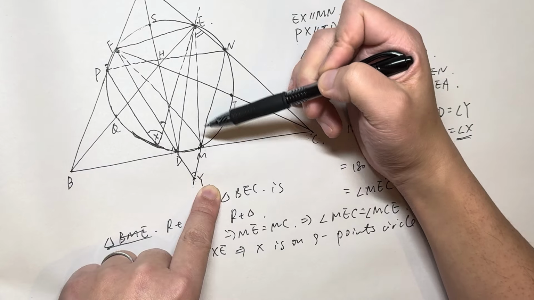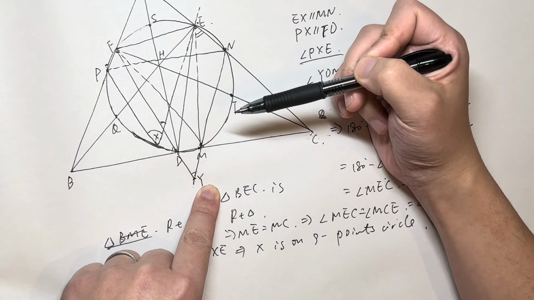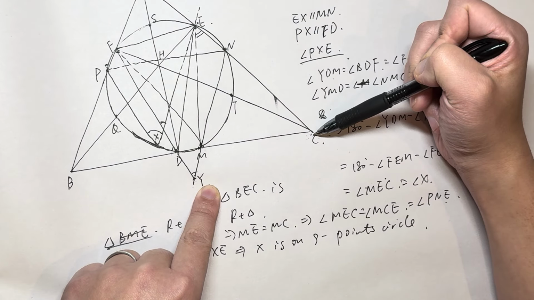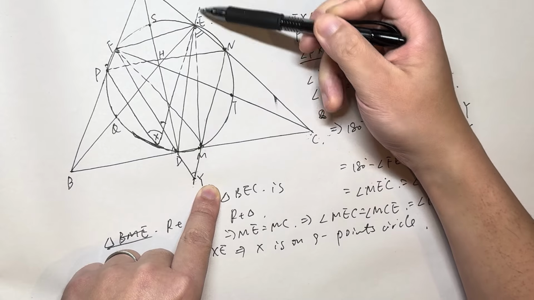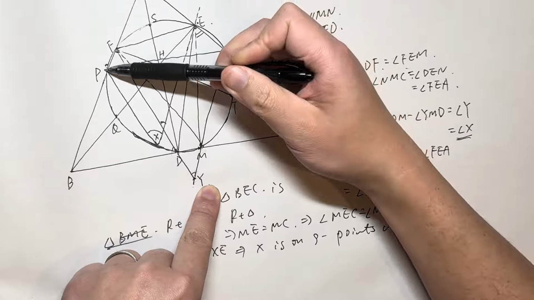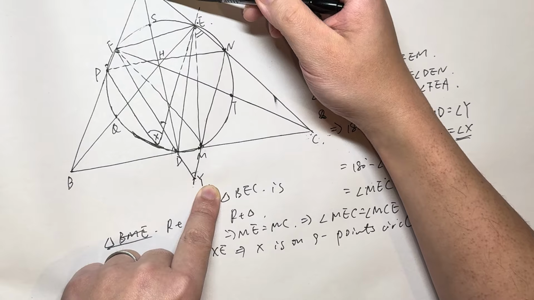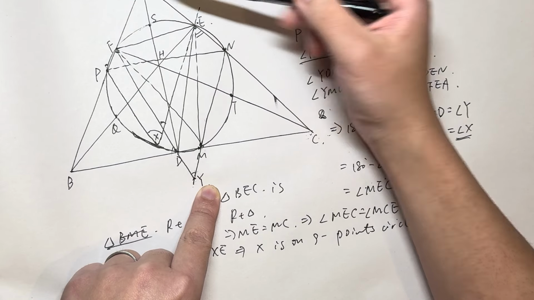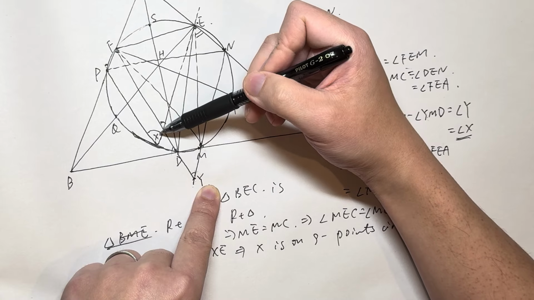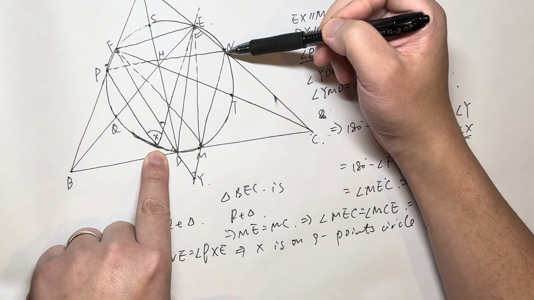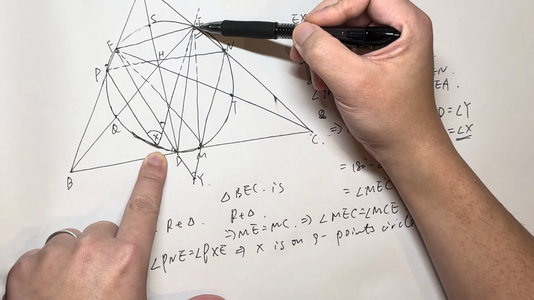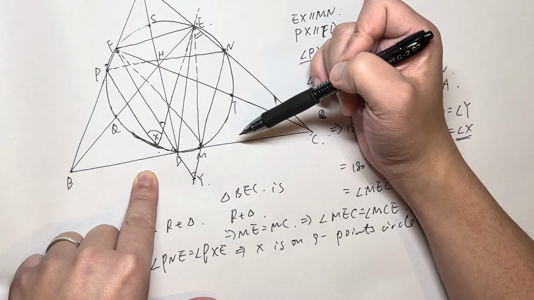So we just need to prove that angle MEC equals angle X, right? And because BEC is a right triangle and M is a midpoint, we know that ME equals MC, so angle MEC equals angle C, and angle C equals angle PNA, right? Angle PNA, which means angle MEC equals angle PNA equals angle X. So basically angle PNE equals angle PXE. So X is on the 9-point circle.